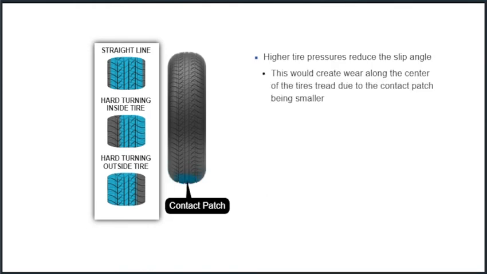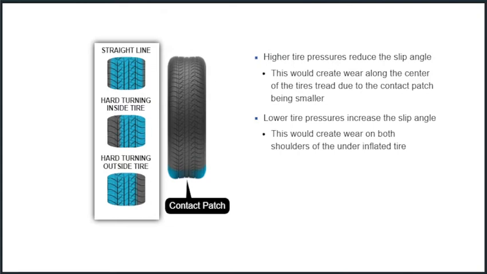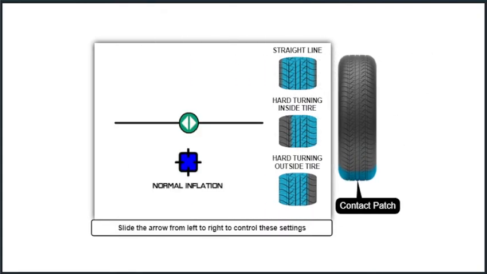This would create wear along the center of the tire's tread due to the contact patch being smaller. Lower tire pressures increase the slip angle. This would create wear on both shoulders of the underinflated tire. Use the arrow to adjust tire pressure and see the effect on the tire's contact patch.